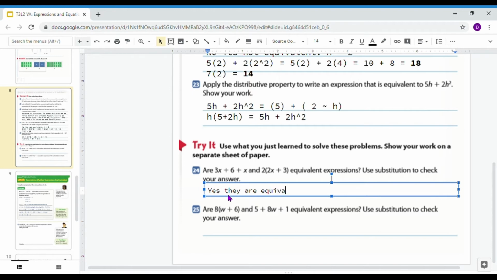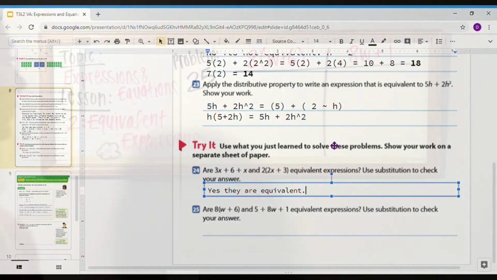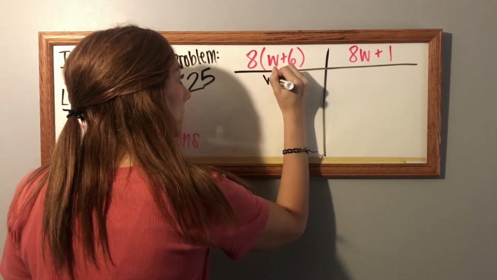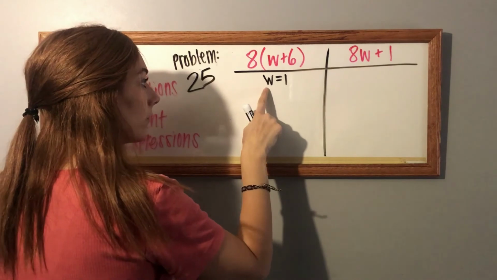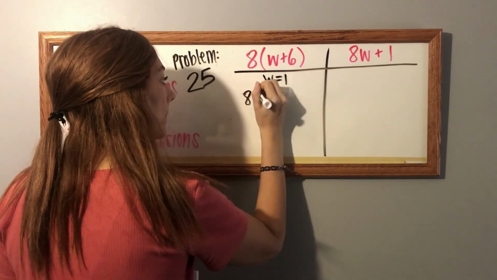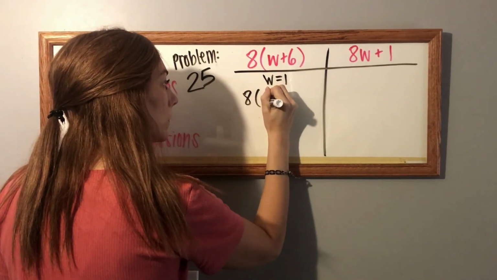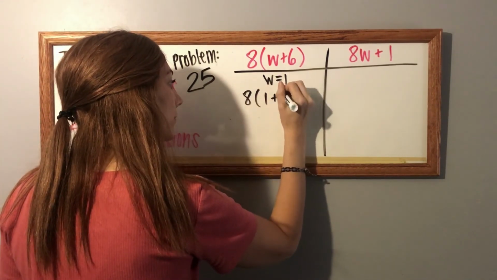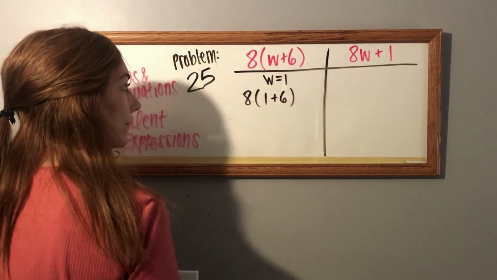And so now moving on to number 25. Are 8 times the sum of w plus 6 and 5 plus 8w plus 1 equivalent expressions? Use substitution. So again, the easiest number to substitute in is 1 because it's the easiest thing to multiply. So let's substitute. We have 8 times w plus 6. So if we were to substitute that 1 in, we have 8 times 1 plus 6.